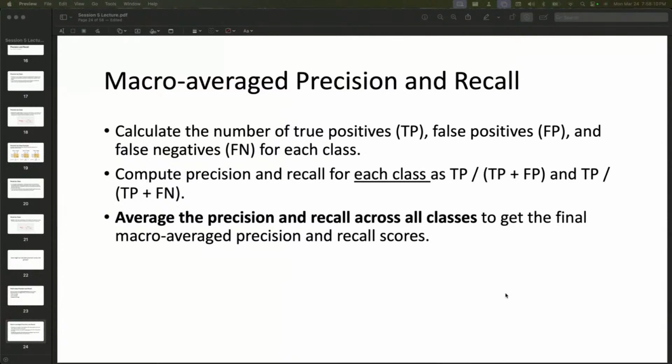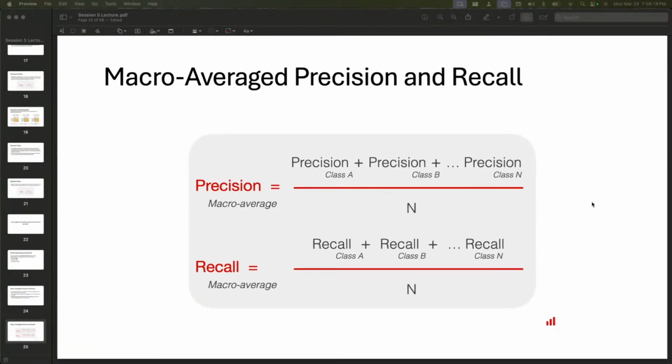So a macro average is the average precision or recall across all the classes. Here we go. So we have precision of class A plus precision of class B plus precision of class N divided by N, where N represents the number of classes that we have. This is macro average, precision, and recall. Just off the top of your head, what do you guys think is going to be a potential downside of doing macro average, precision, and recall?